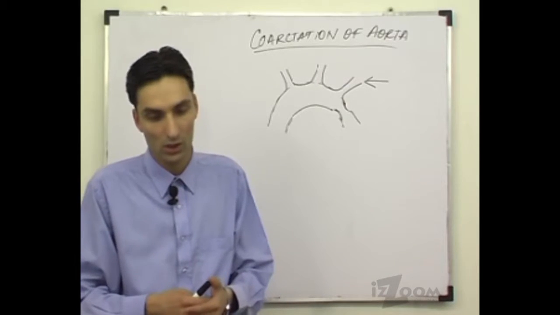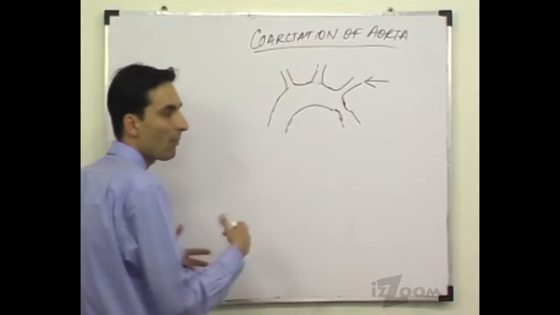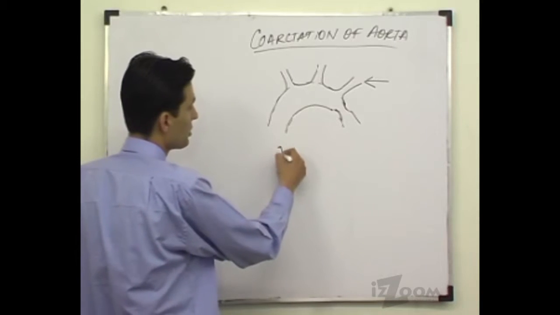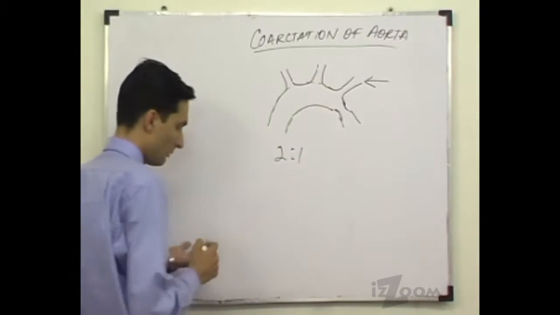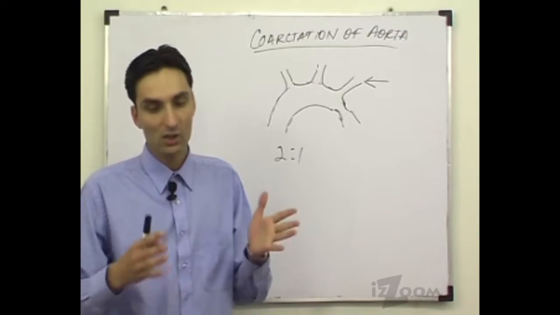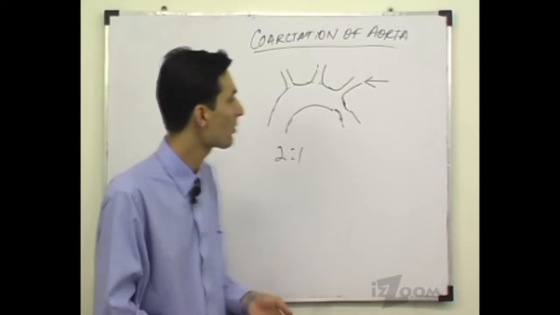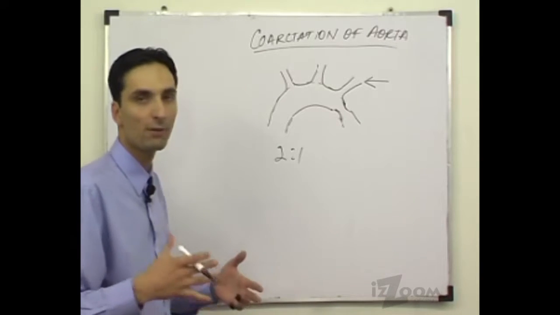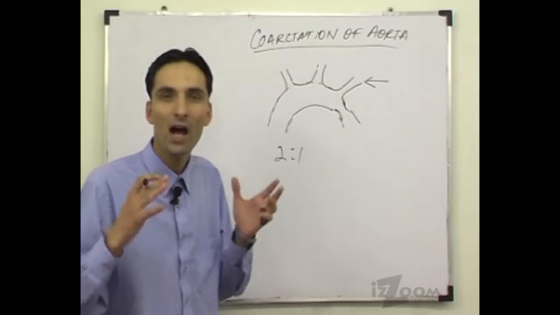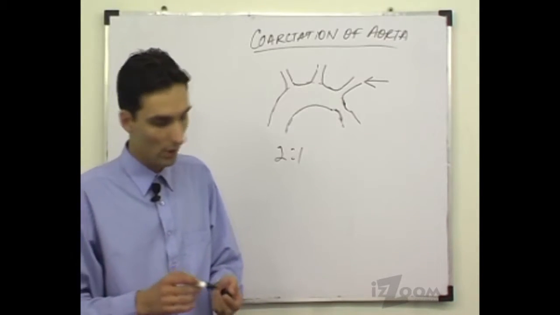ductus arteriosus. Coarctation occurs more commonly in boys in a ratio of 2 to 1, and its incidence is increased in patients of Turner syndrome. So females who are suffering from Turner syndrome have a high incidence of coarctation of the aorta.